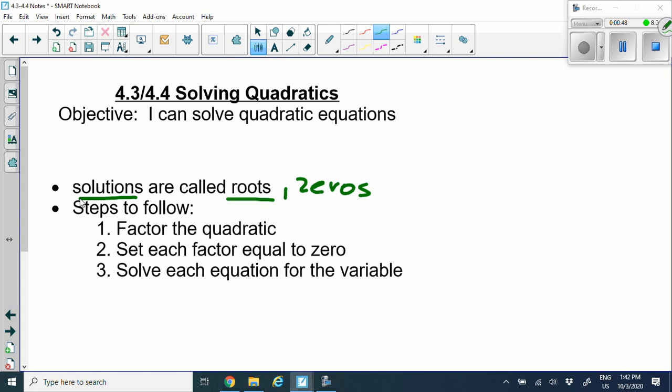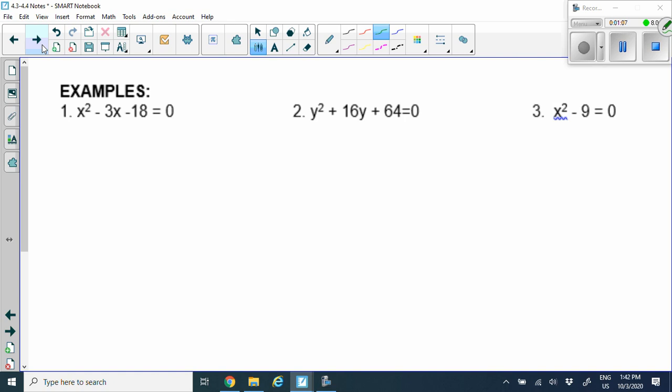So let's talk about the steps to follow so we can solve. So we're going to factor the quadratics like we've done in the 4.3 and 4.4 sections. Then set each factor equal to 0. Once we've done that, then we solve each equation for the variable. Okay, let's go ahead and do that for the first one. Now, anytime we actually do solve, we want to make sure that our equation is set equal to 0. So every single time you need to solve by factoring, set the equation equal to 0.